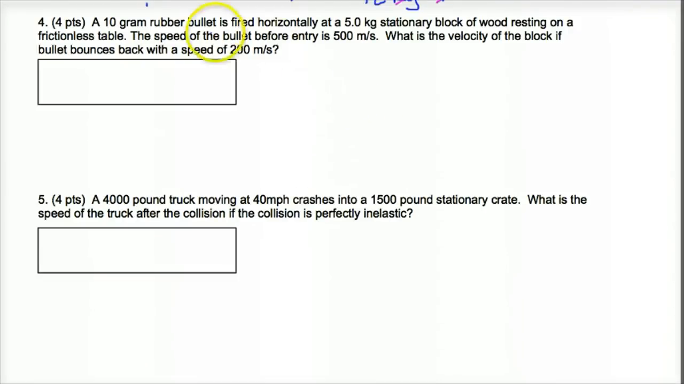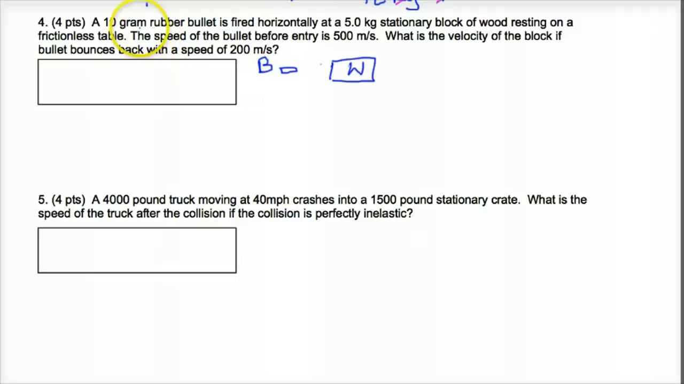Number 4, we have a 10-gram rubber bullet fired horizontally at a 5 kilogram stationary block on a frictionless table. And we're given the velocity of the block. We want to find the velocity of the block if the bullet bounces back. So let's draw a quick picture here. There's our block. We'll call it the W. Here's our bullet. We'll call it B.